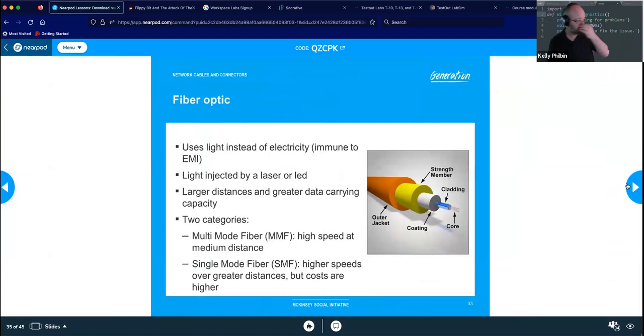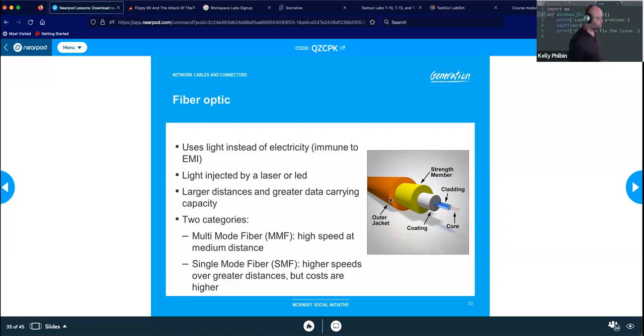All right. Moving away from twisted pair, moving into the more sophisticated fiber optic cables. So instead of copper wire, we now use light to transmit our data. Beautiful part about this, it is completely immune to electromagnetic or radio frequency interference. Completely immune to that. This is done by injecting light, with a laser or an LED, to push it down a core, which will have a cladding over it to help the light be reflected down. You have a coating and a strength member to give it a little more girth, so you don't break the inner core. And then you have an outer jacket to protect everything.